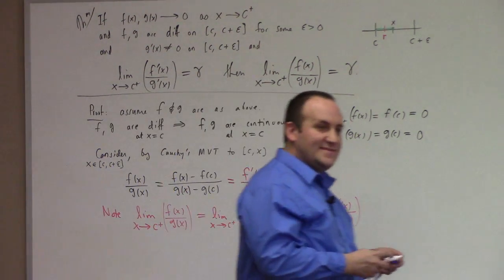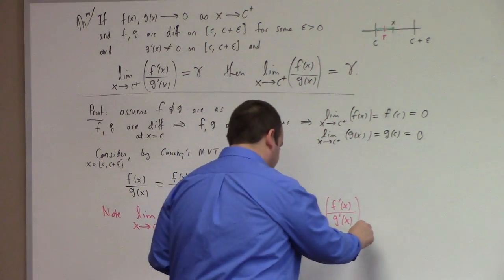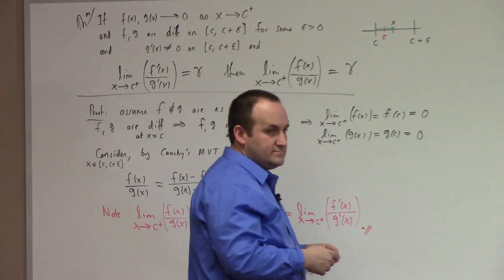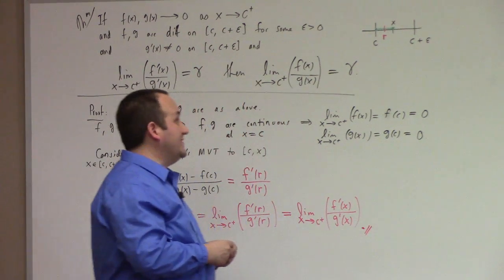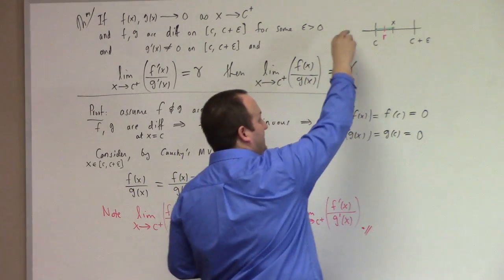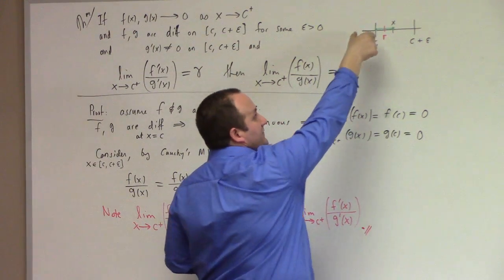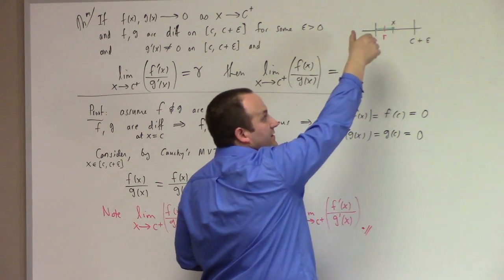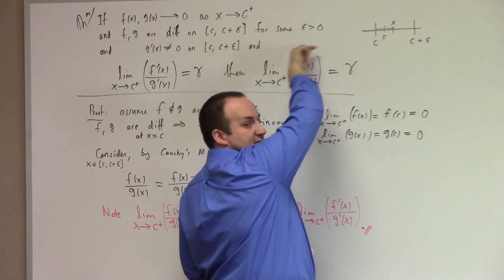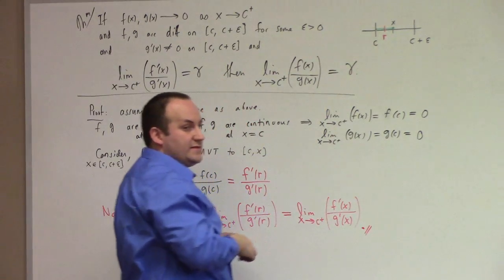Are you guys troubled by this? Yes? If it was like c from the left, would you just do c minus? Right, c from the left, then I'd have to study like c minus epsilon, and I'd apply Cauchy's mean value theorem to like an interval where c was on the right, and then the x would get pushed towards c from the other side, but basically the same argument goes.